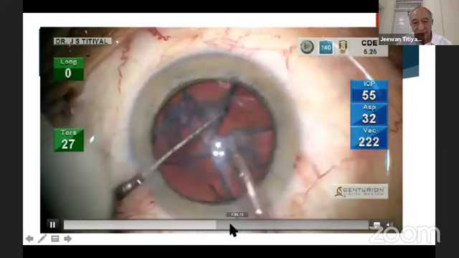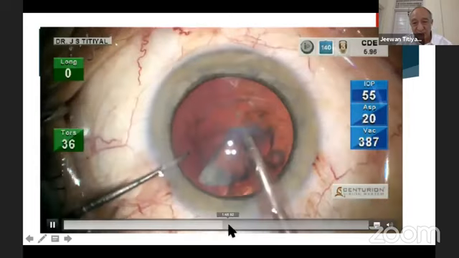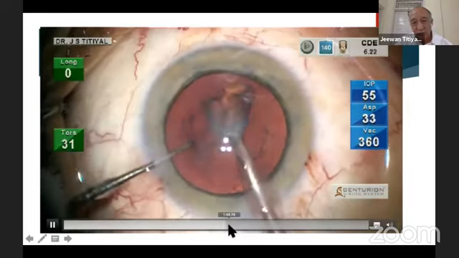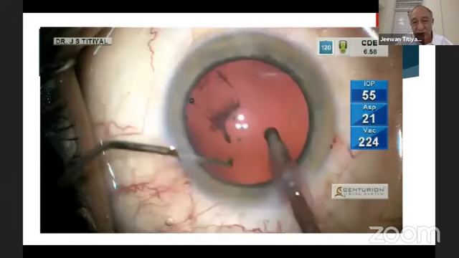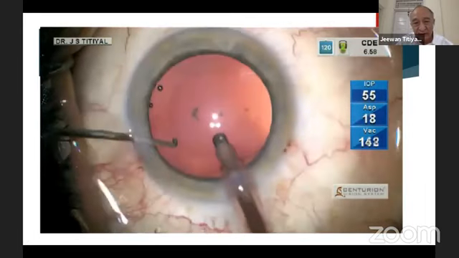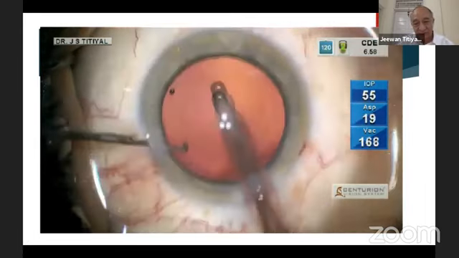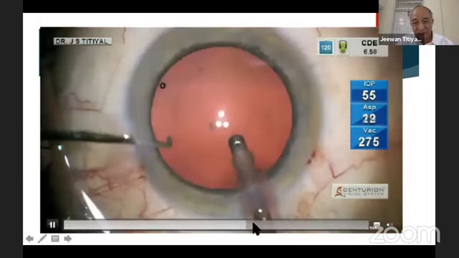Once I complete my emulsification and remove the cortex, the cortical removal and posterior capsular cleaning is also of utmost importance here, because you can't leave any fibers there, because that's going to get attached to the posterior surface of the lens. And absolute clarity of the capsule is mandatory for these cases.